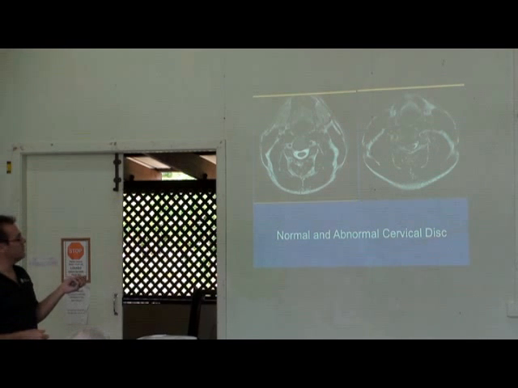This is just another look at an MRI where you can see in this one the spinal cord and the big white space all around it. And in this one you can see the big disc bulge that's basically taking away all the space on that left hand side.